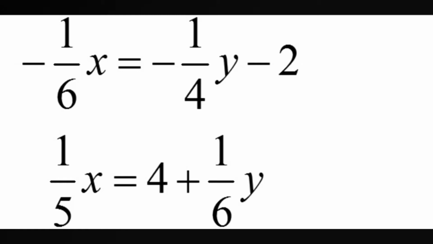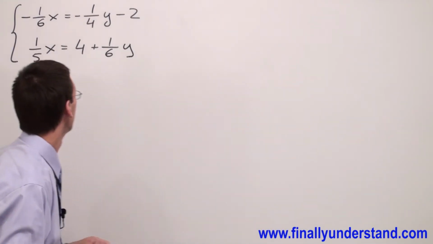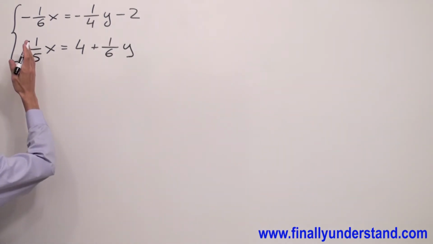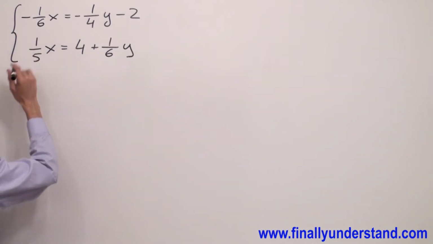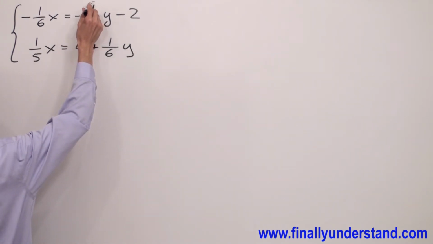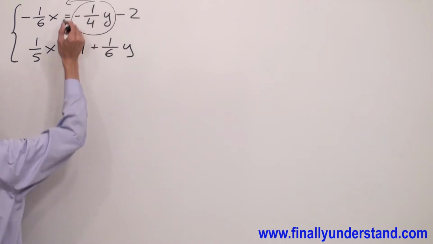We have another example on the board. The very first thing we're supposed to do in this case is organize the equations. So I have to make sure that on the left side I'm going to have x, y. That's why I'm going to move this negative 1/4 y to the left side.